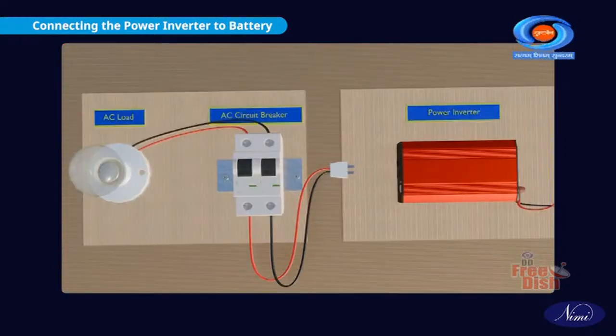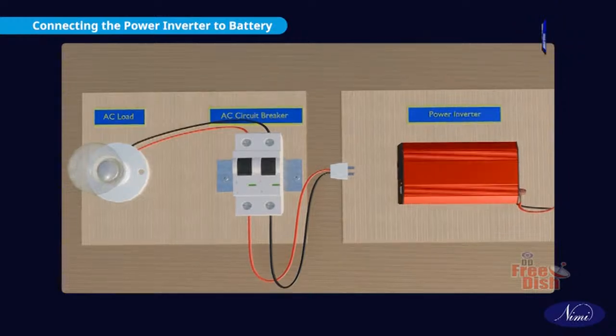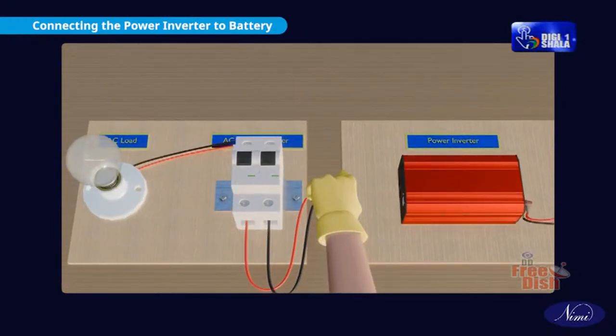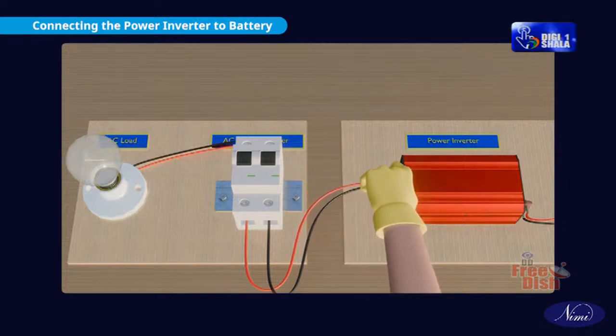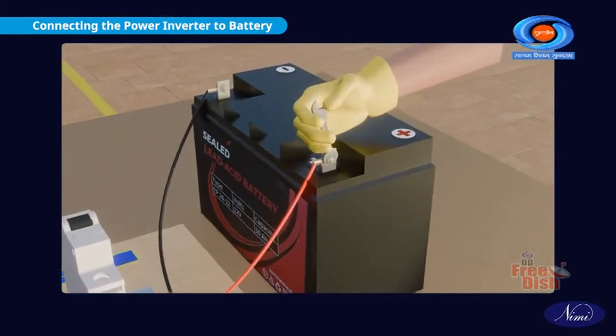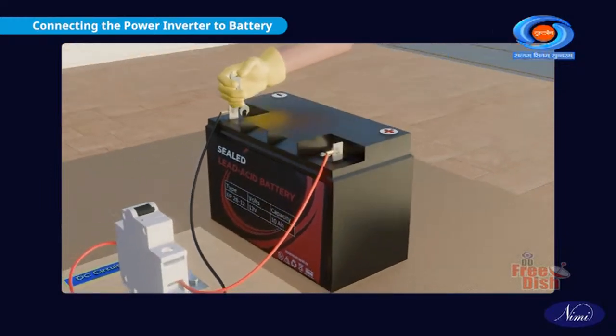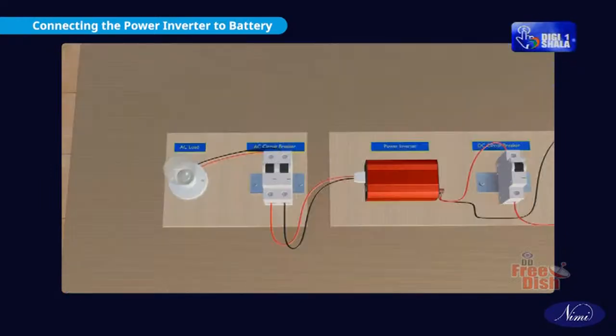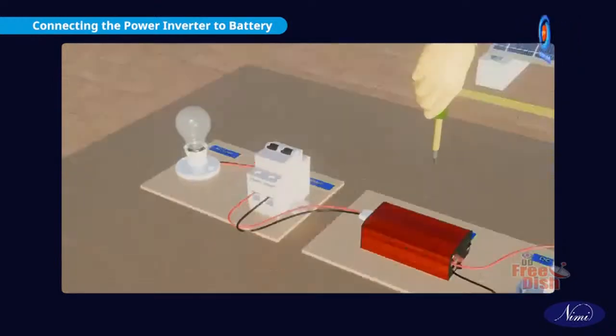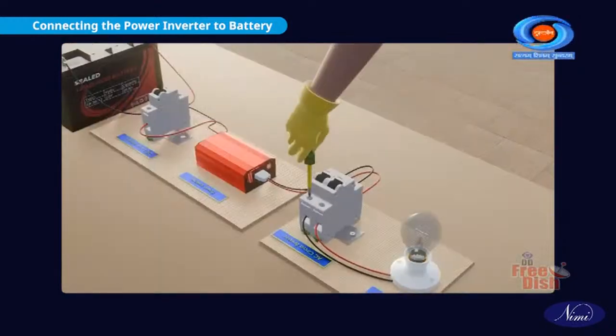On the other end of the power inverter output side, you could see the AC output terminals. Connect the load to the AC output terminal of the inverter. Ensure that all connections are secure and tight. If your power inverter has screw terminals, tighten the screws to secure the wires in place.